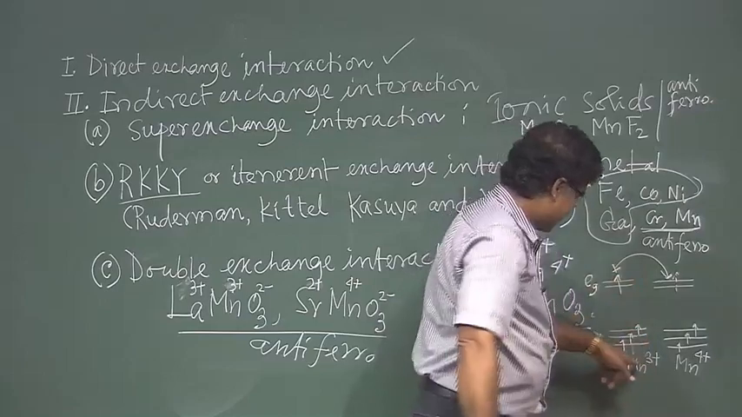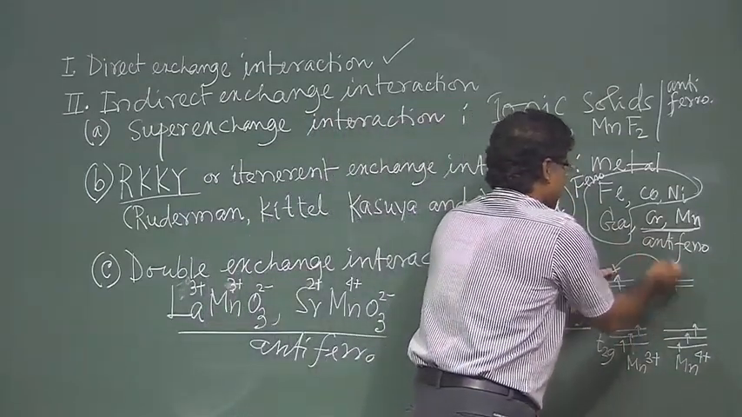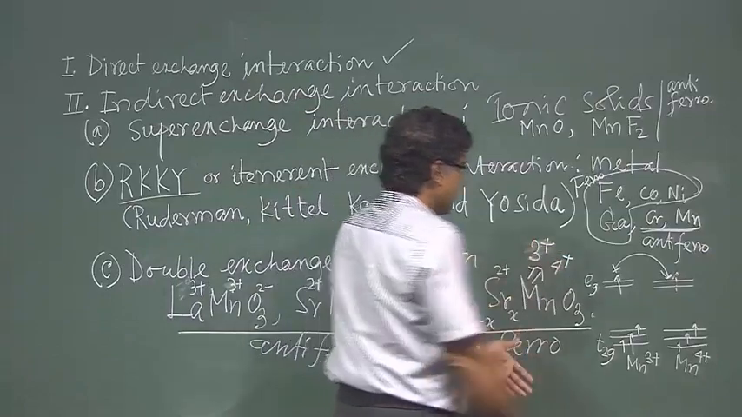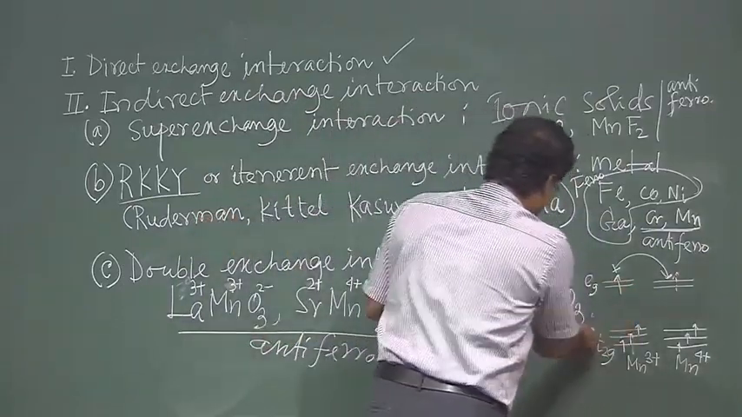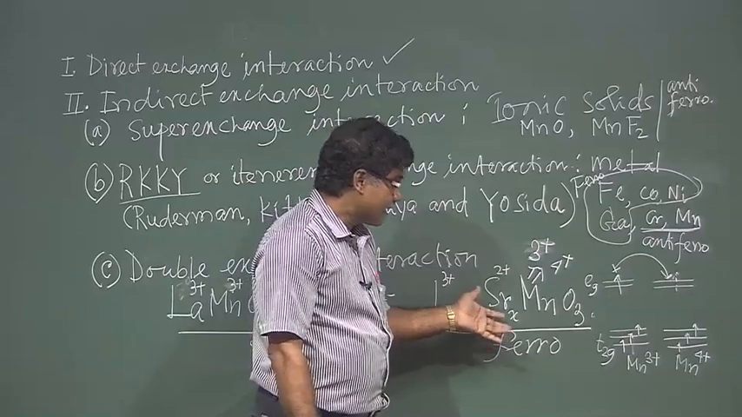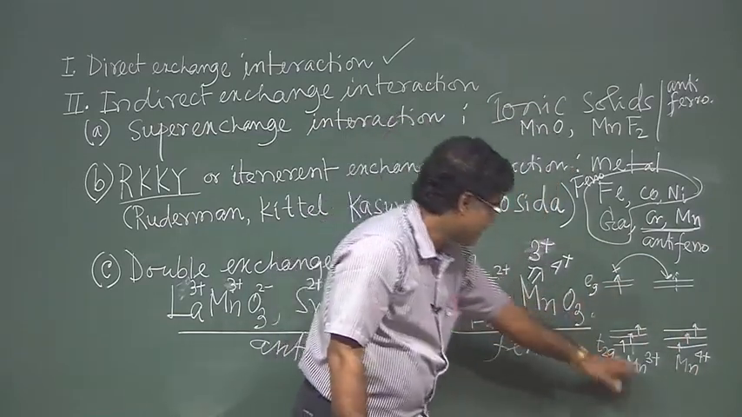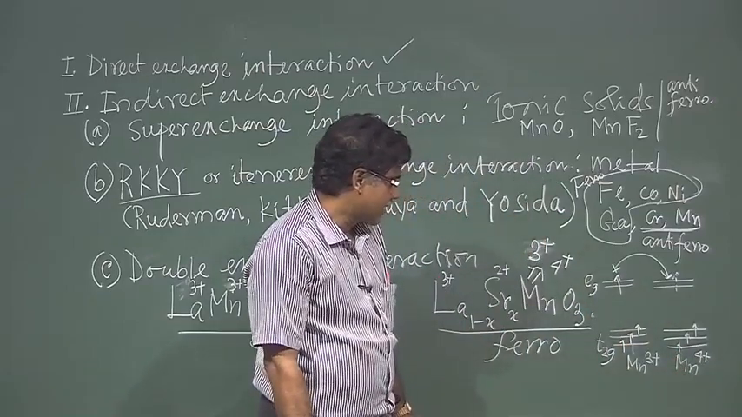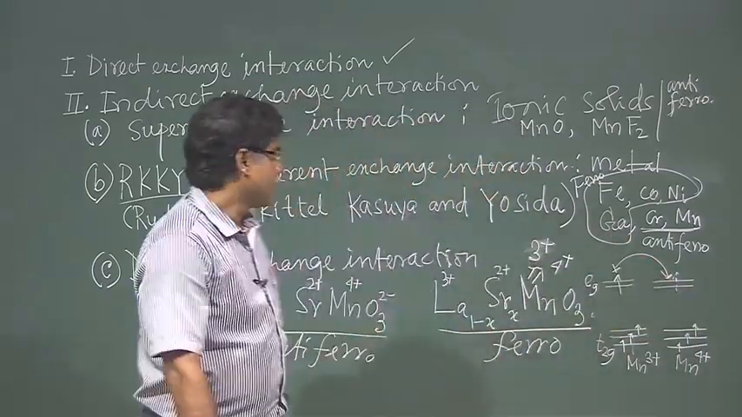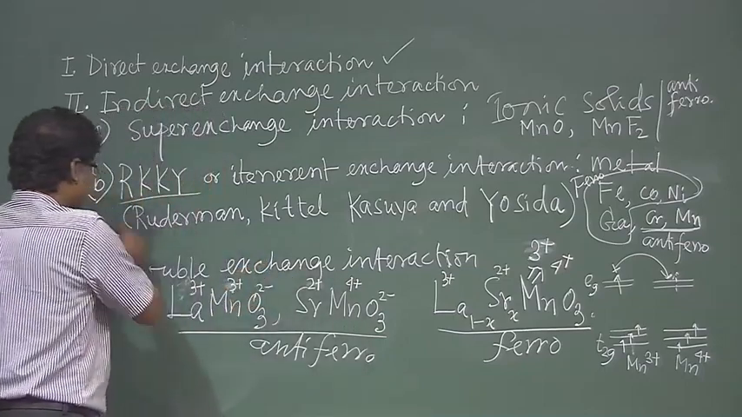So, exchange between the Mn3 plus and Mn4 plus magnetic ions happens via this hopping. This type of exchange interaction is called double exchange interaction, and because of it, this material shows ferromagnetic ordering. For that, we basically need a mixed valence state of magnetic ions. Here it has two valencies, 3 plus and 4 plus, and that is why this type of exchange interaction is possible. This is called double exchange interaction.